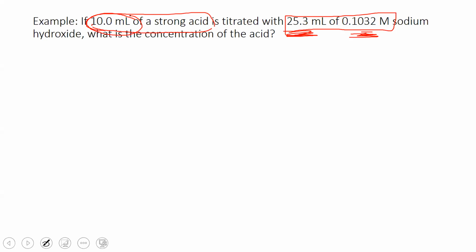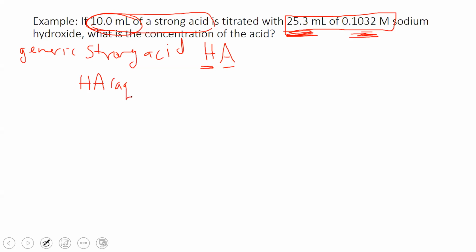So the first thing we should always do when we see this is write down a chemical equation, right? If you know that you've got a strong acid and sodium hydroxide, a generic strong acid would be written as HA. The H signifies there's a proton, and the A just says it's an acid, okay? So we can say HA, aqueous, plus sodium hydroxide, aqueous. They react.